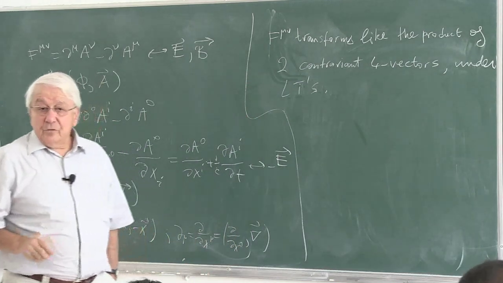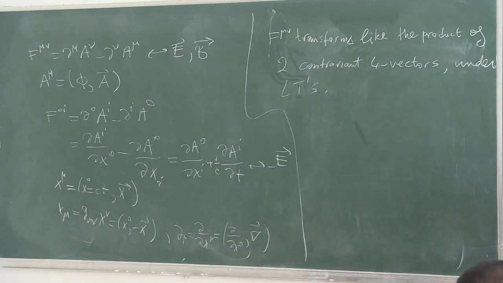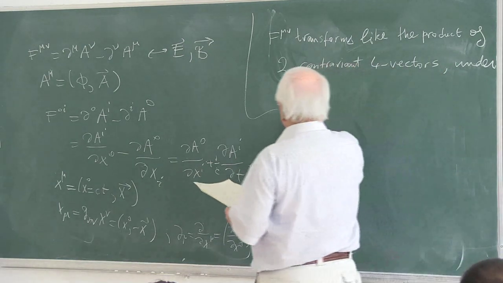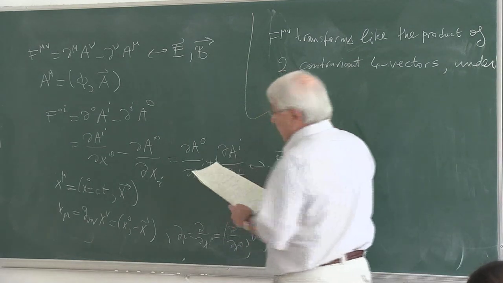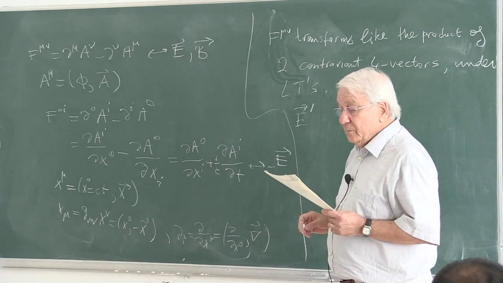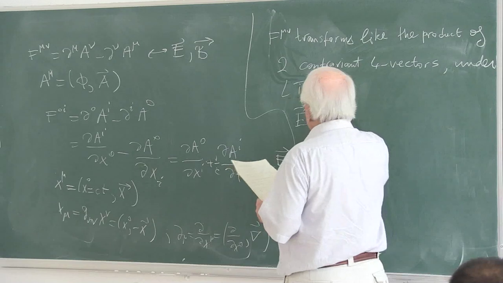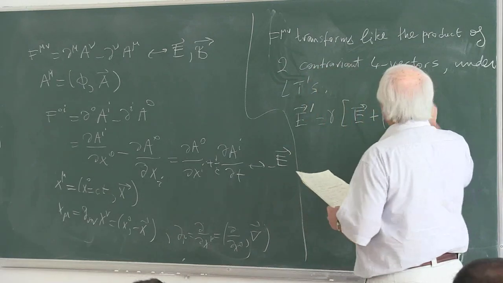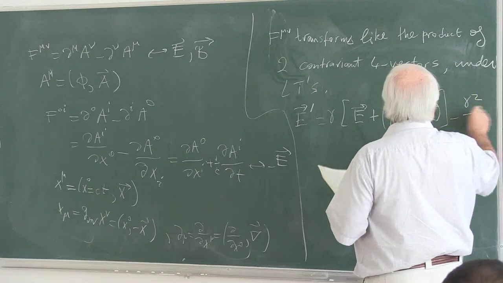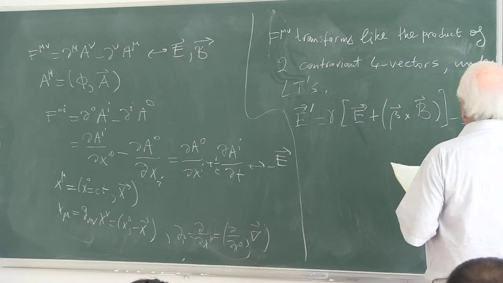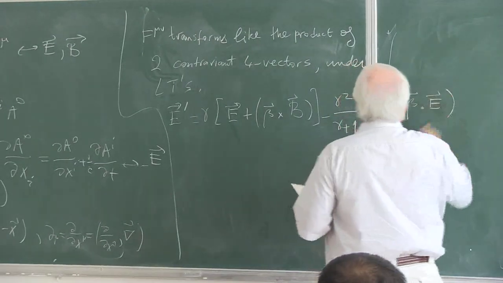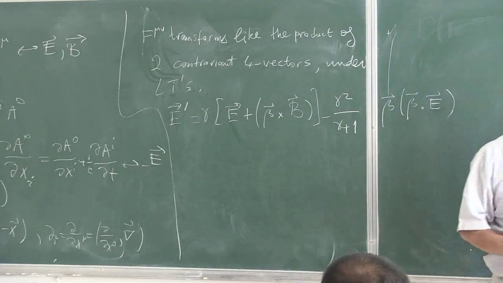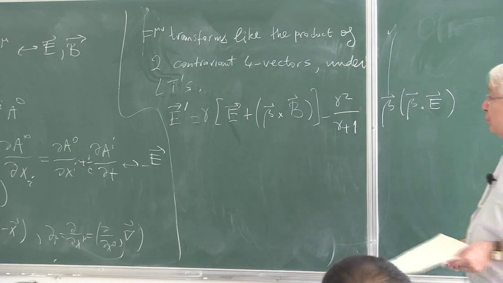So for that reason, the transformation equations from one frame to another for E and B, for the zero i and ij components of the F mu nu, can be written in that rather complicated looking form. Let me check my notes, because these things cannot be remembered by heart. So it is gamma E plus beta, the famous beta, times cross B, minus gamma squared over gamma plus 1, beta dot E. That is how the electric field transforms in the moving frame. That's the transformed expression for the E.